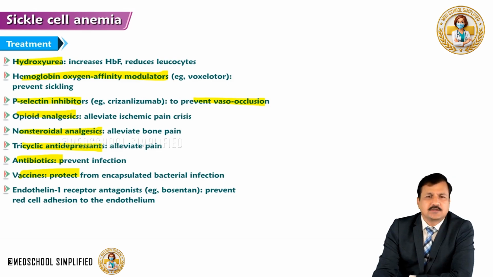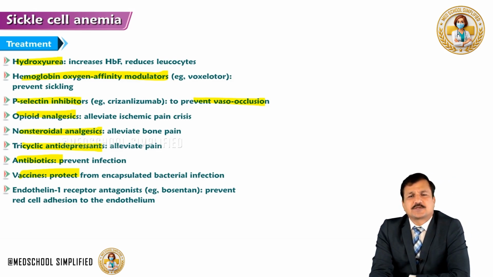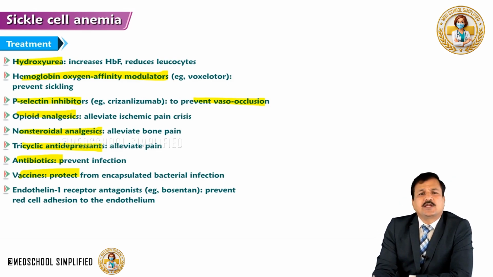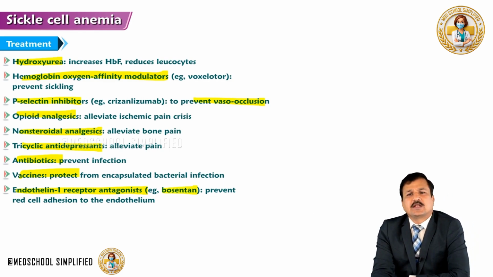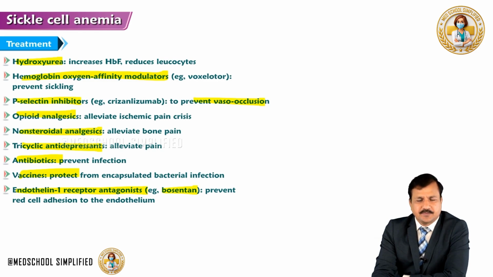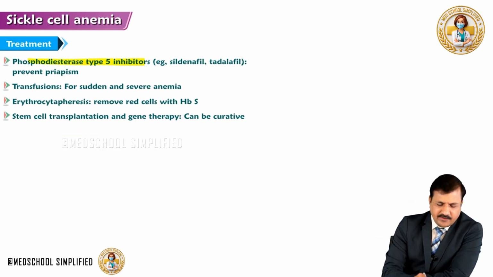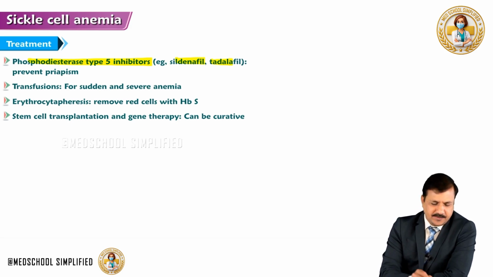Vaccination can be done to protect against encapsulated bacteria. Endothelin-1 receptor antagonists can be used, for example, a monoclonal antibody, which will prevent red cell adhesion to the endothelium. Phosphodiesterase type 5 inhibitors like tadalafil can be used to prevent priapism.